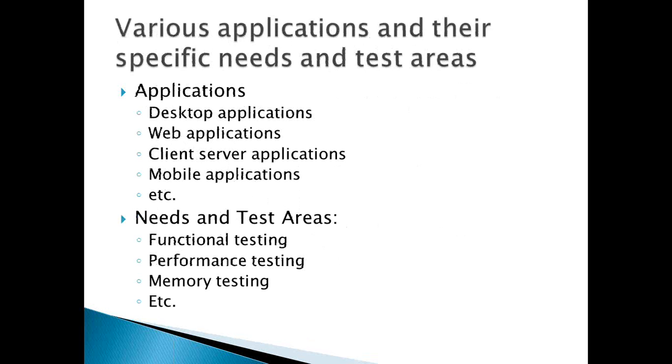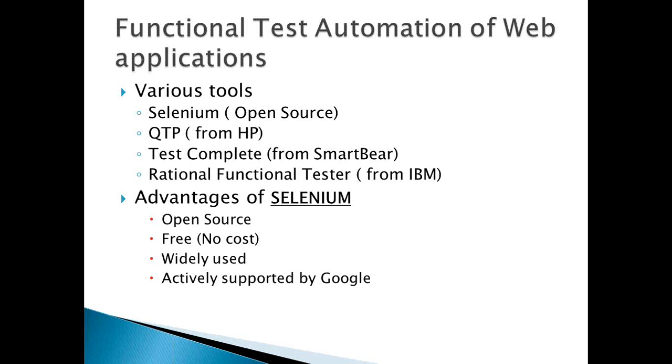Now, if we look at the various applications and their specific needs and test areas, the applications could be desktop applications, web applications, client-server applications, mobile applications, etc. And their various needs, and hence the test areas, could be functional testing, performance testing, memory testing, and so on. So let us focus just on the functional test automation of web applications.